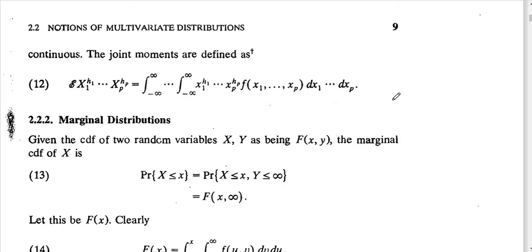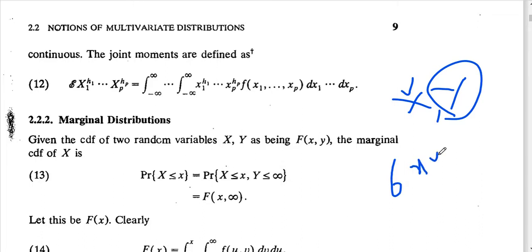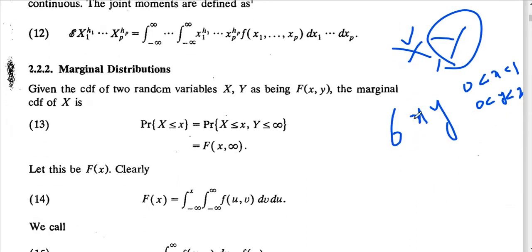For example, we have two variables x comma y, and you need the density function of x. Then you can just integrate with y limits, then you can get the distribution of x. For example, take f(x,y) equal to 6xy, where x varies from 0 to 1 and y varies from 0 to 2. So 0 is less than or equal to x less than 1, and y varies from 0 to less than 2. Now you can just integrate with y limits, then you can get the distribution of x. This is the marginal distribution.